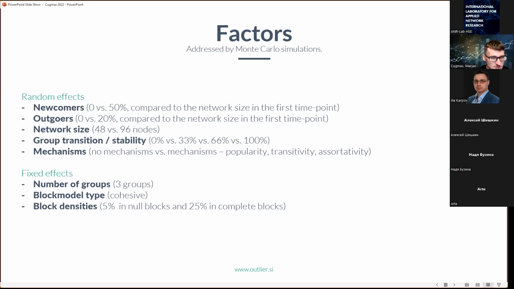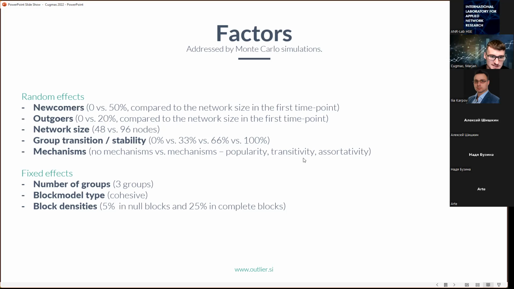Then we have outgoers, two scenarios, 0 and 20%. Then we have network size. This is the same as in the first part of the presentation, 48 and 96 nodes. And then we have different levels of stability of groups. This is also the same as in the first part of my presentation. I left some factors the same as in the first part so that I will be more consistent, so that there will not be so much new information for you. And then we also considered two scenarios for these mechanisms. One is without mechanisms, and one is with mechanisms of approximately the same strength.